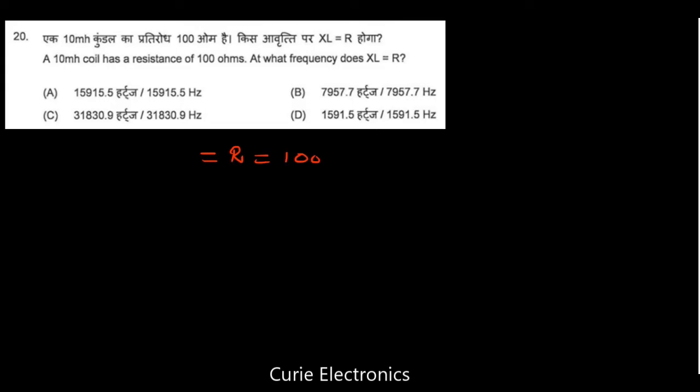Right. Now what is the equation for XL? 2 pi FL. Now what we know, XL he has told 100. This XL should become R. So that is 100 ohm equal to 2 pi, frequency, as we have to find at what frequency, multiplied by L. Well, 10 millihenry. What is milli? Means 10 to the power minus 3.